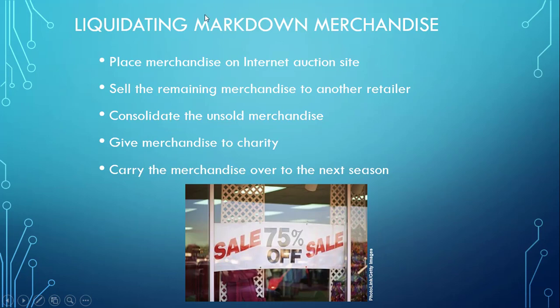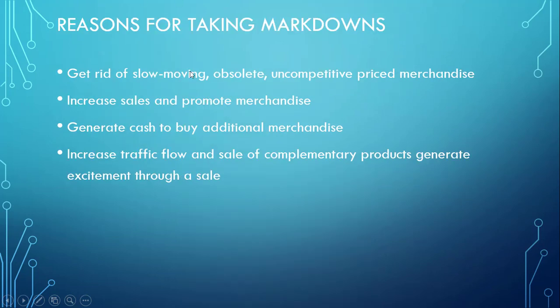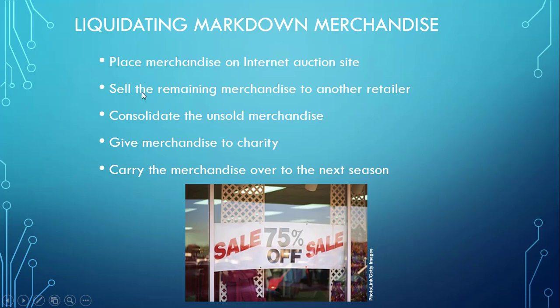So whenever you are marking down, or whenever you are trying to liquidate the marked down merchandise, specifically if it is a slow moving item or obsolete or uncompetitive merchandise, these are how you are going to get rid of it. Number one, you are going to place the merchandise on internet auction, meaning on bids on the auction, so that you can acquire lots of customers that will purchase your product. So that is the first mechanism to get rid of your merchandise.